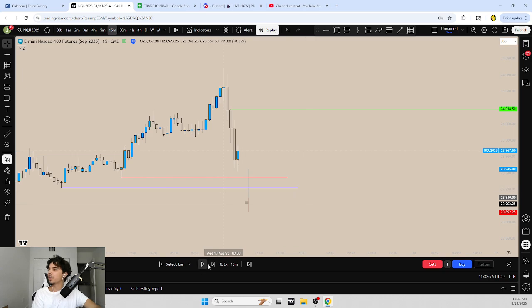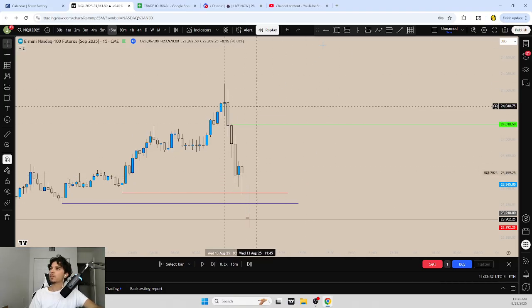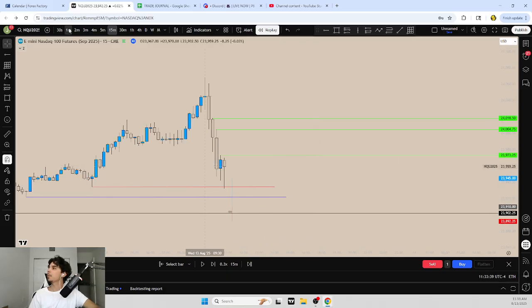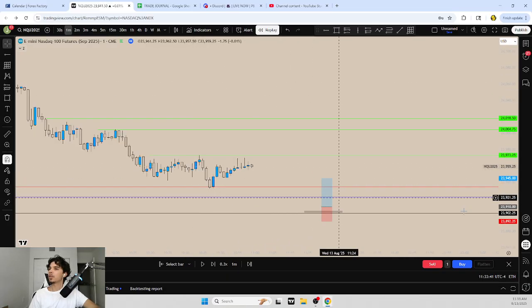We ended up trending all the way down towards London lows. And what did we leave? Well, we still have this unfilled 15-minute up here. We have this unfilled 15-minute right here. We have just a plethora of unfilled 15-minute fair value gaps, right? But again, still didn't like this trade.